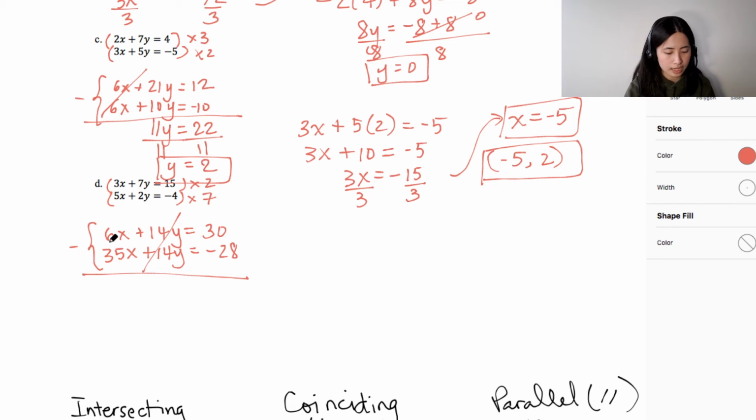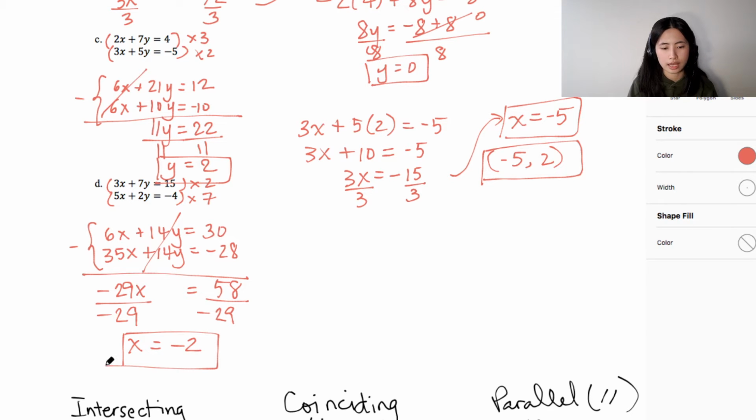So all you do is you take 6 minus 35, so that's going to be negative 29x. And this is equal to, so 30, this is now positive 28, so 30 plus 28 is equal to 58, right? So dividing both sides by negative 29. Okay, so 58 divided by negative 29, that's equal to negative 2, right? So x is equal to negative 2.